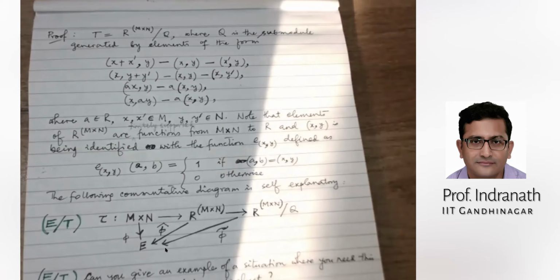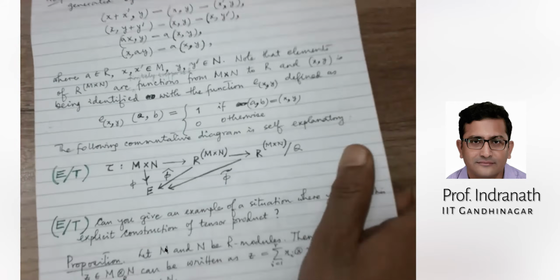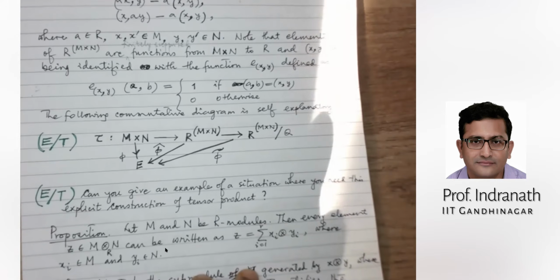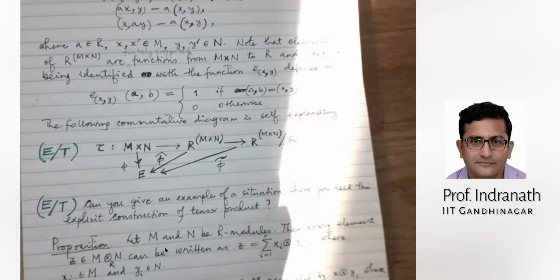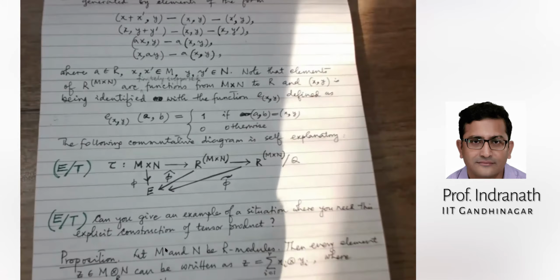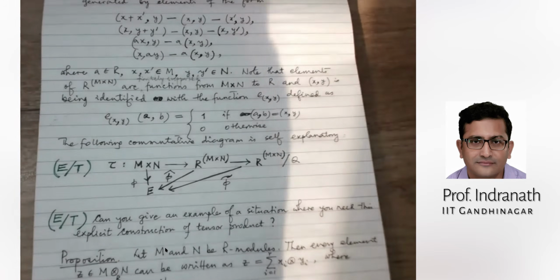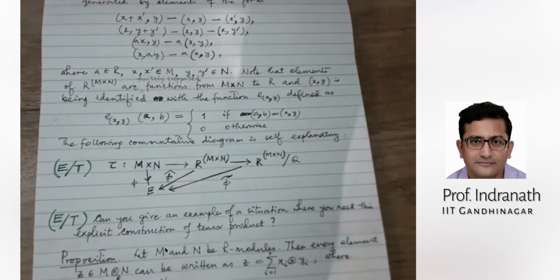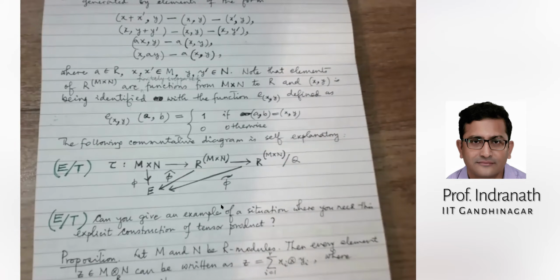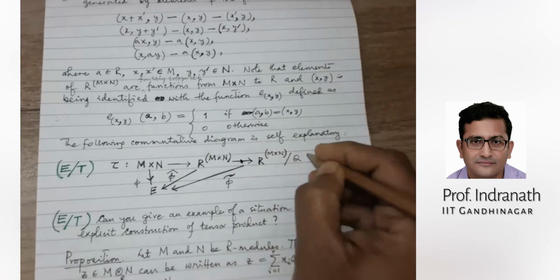Now I am not very keen on spending time on that, because I have mentioned it already. My suggestion would be, why don't you try it yourself? Please give me a minute. Okay, so you can check it. This is very simple: first you define this bilinear map from M cross N to this, let us call this T.